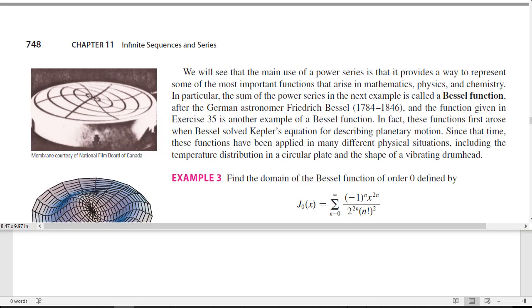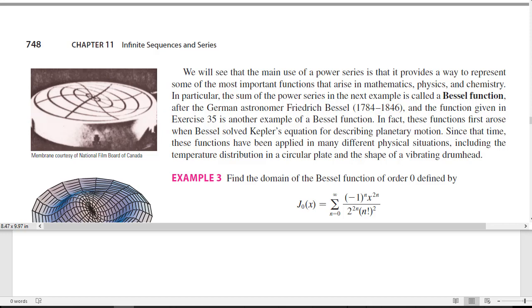So I just want to have a conversation about one last example here, and I'm looking at Stewart's textbook, page 748. This is a really cool example to just show you some of the applications of power series. Now, I've mentioned to you that we can use a power series to estimate a function, and that is true. And we will look at some really cool applications of that shortly in the next couple videos.